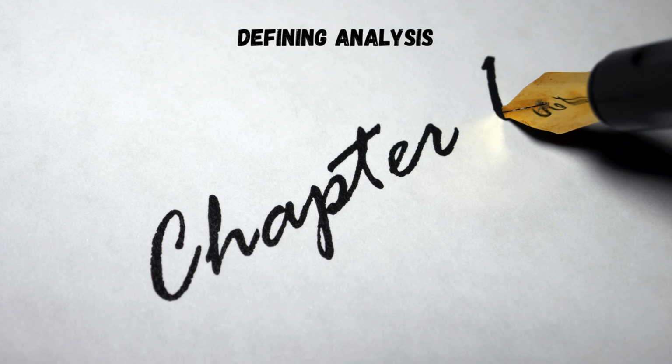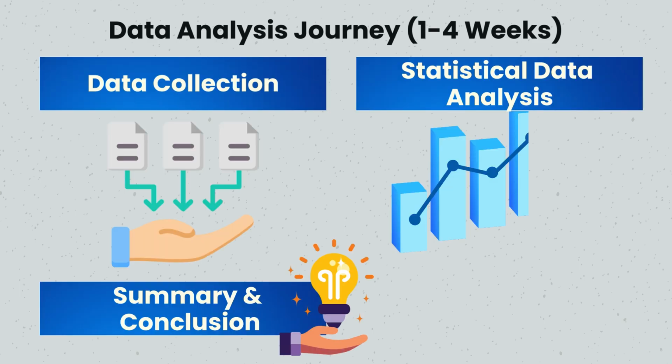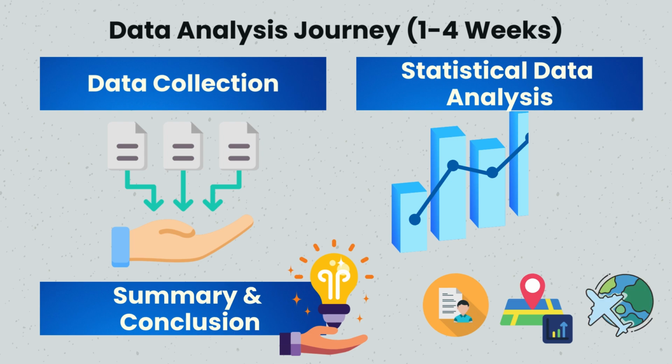What does analysis exactly mean? Analysis involves a detailed examination and interpretation of data to extract insights and provide actionable recommendations. Typically presented through PowerPoint decks or Excel spreadsheets, analysis takes 1 to 4 weeks to complete, including data collection, statistical analysis, and conclusion. Examples include analyzing customer data for product satisfaction, examining geographical data for new factory locations, and using historical airline data to identify expansion cities.